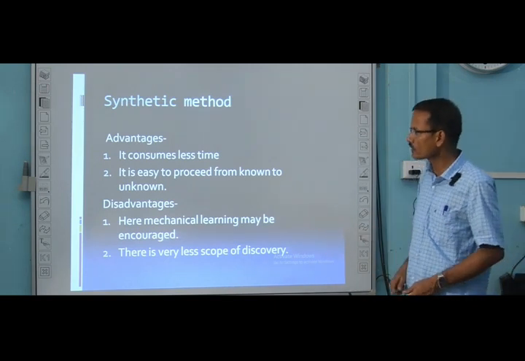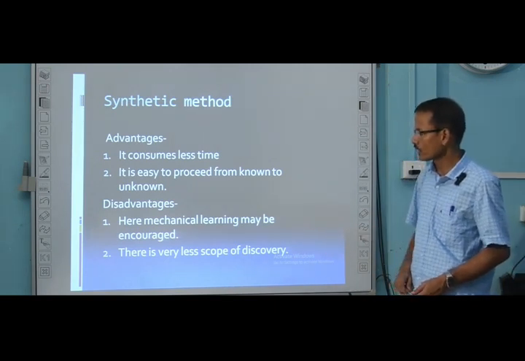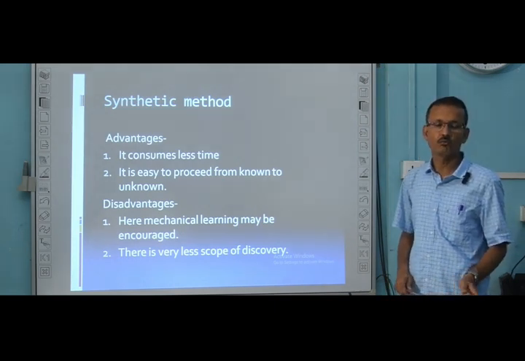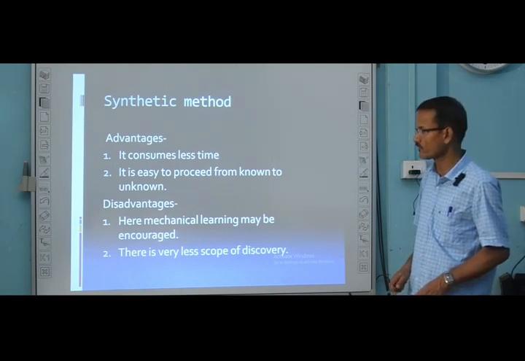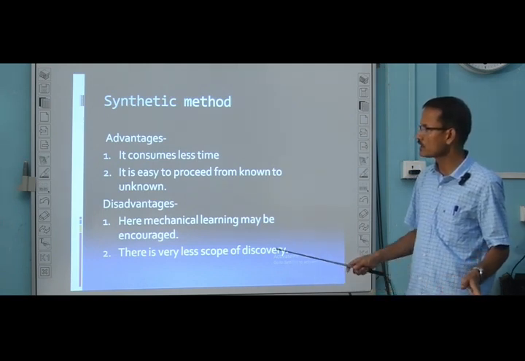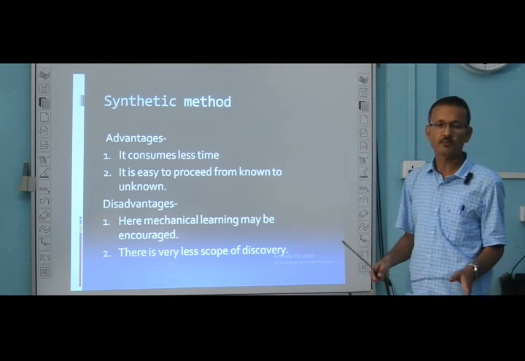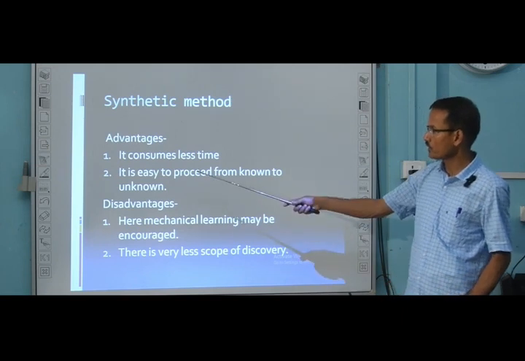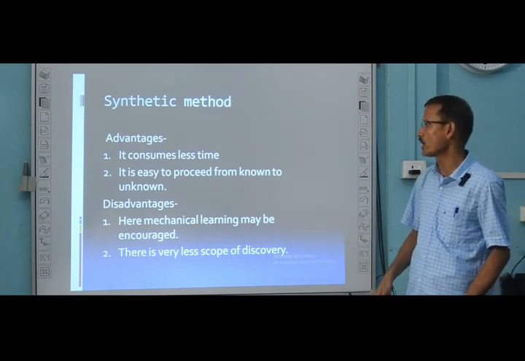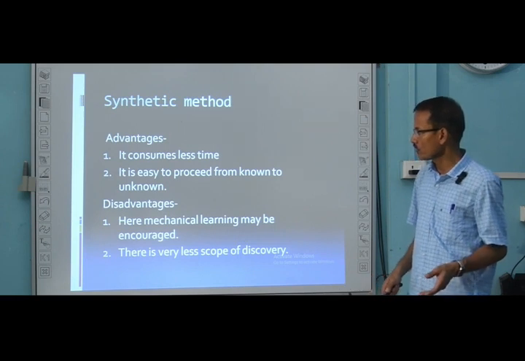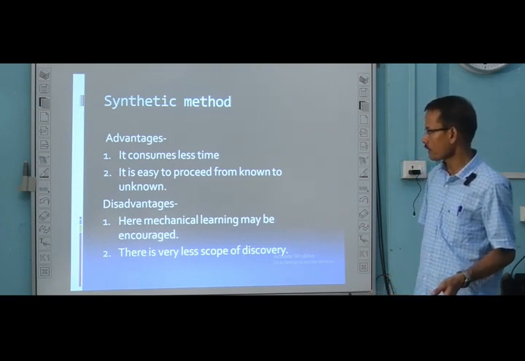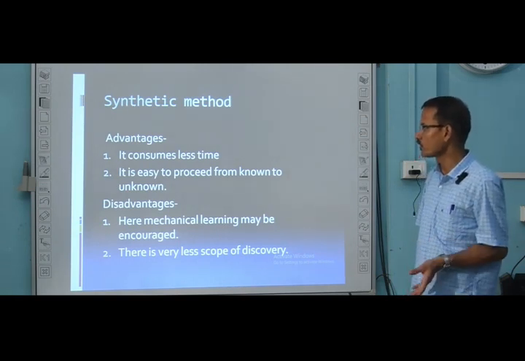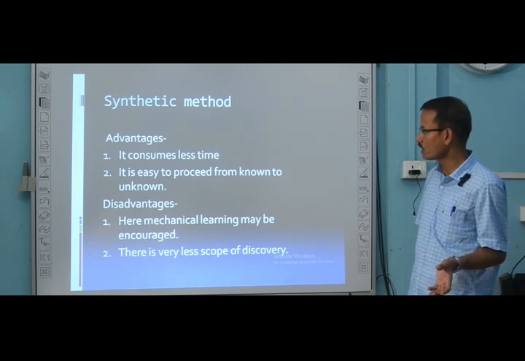The advantage is that it consumes less time. It consumes less time because we don't need to make an elaborate analysis. In synthesis, we combine fragmented parts into a single entity. That consumes less time, and it is easy to proceed from known to unknown. Yes, when we are given some known information, it is easy to proceed from the known to the unknown information.